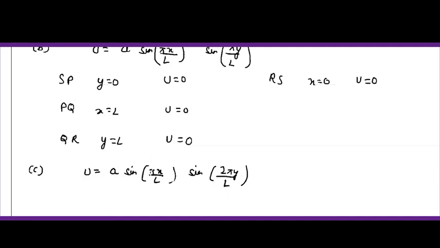Now, for x equal to L, if you put x equal to L into this expression, it would be sin pi, which is equal to 0. Then our u again would be 0. Similarly, for QR, if you put y equal to L into this expression, then it would be sin 2 pi, and sin 2 pi would again be 0.